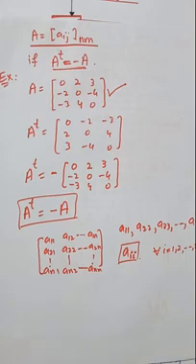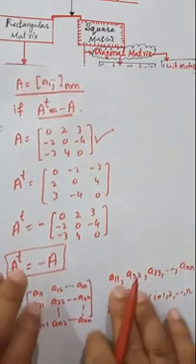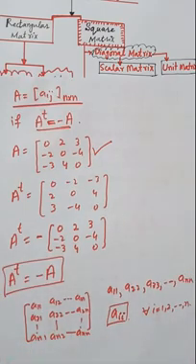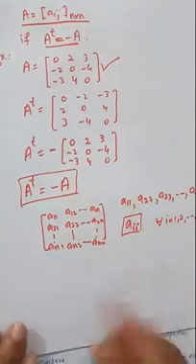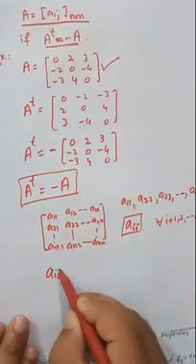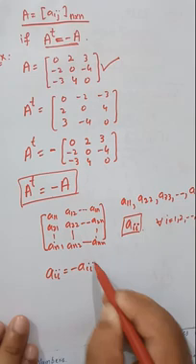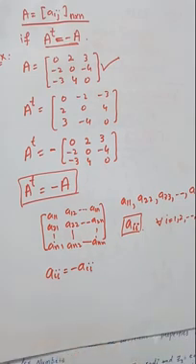Now when you are checking whether the matrix is skew symmetric or not, in case of a skew symmetric matrix, aij will be equal to minus aji, so aii will be equal to minus aii.